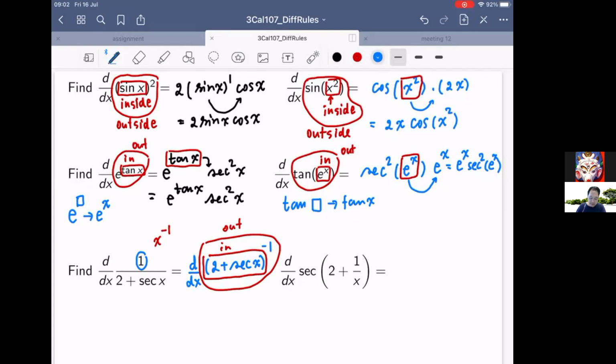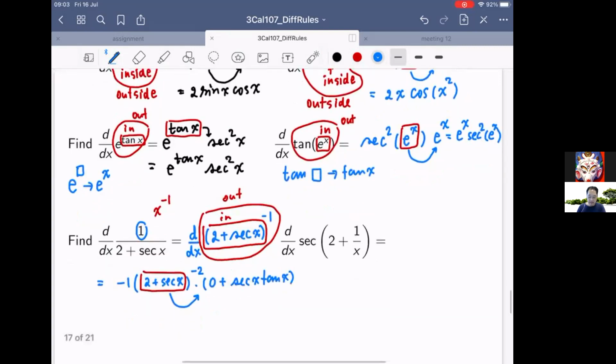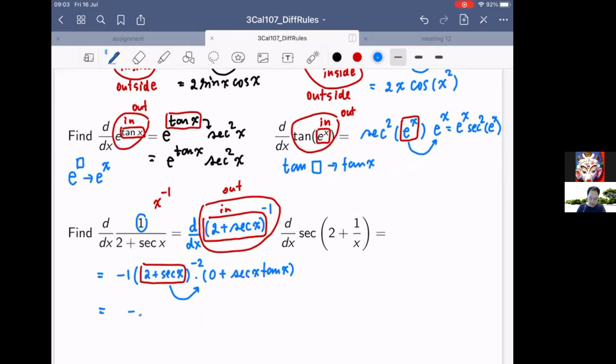So what is the derivative of that x raised to the power negative 1? It will be negative 1, and then the inside raised to the power negative 2, and the inside is this function. And then multiply by the derivative of the inside. The derivative of 2 is 0, and secant becomes secant x tangent of x. So you can rewrite this as secant of x tangent of x over 2 plus secant of x squared.